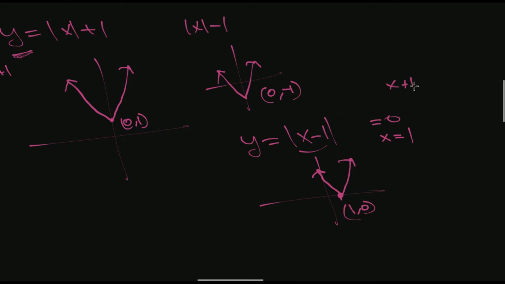If this was x plus 1 inside an absolute value, you would be going to the left by 1. So it's the opposite of what you would expect. When you're going up or down, it's the same as what you would expect. If it's positive, you're going up. If it's negative, you're going down. But for changing left or right, it's the opposite. So if it's a negative 1, then you're going to go to the right 1. If it's a positive 1, you're going to go to the left 1.